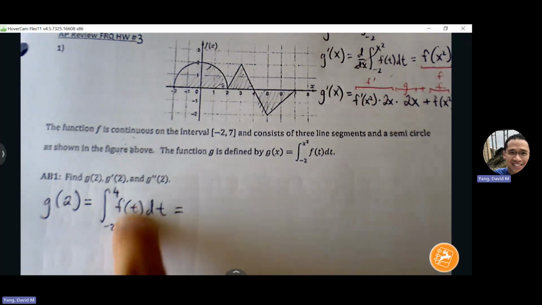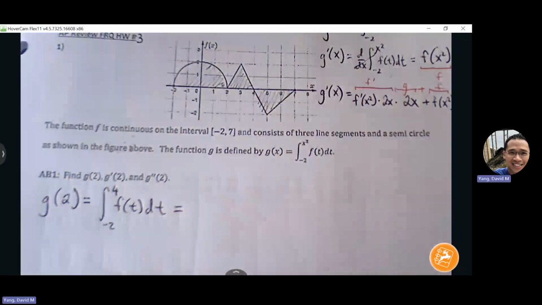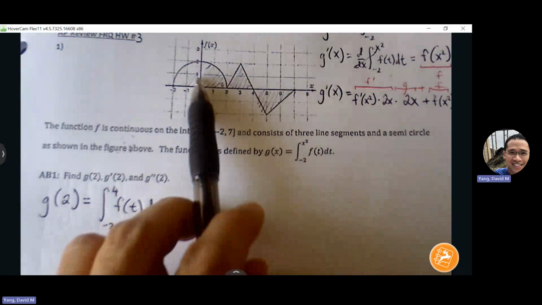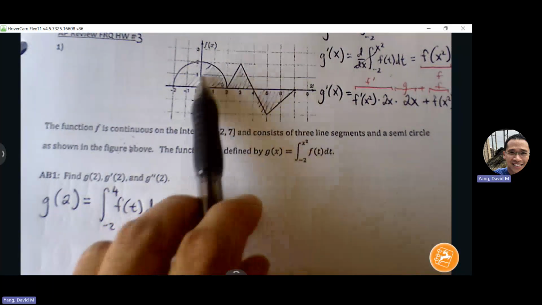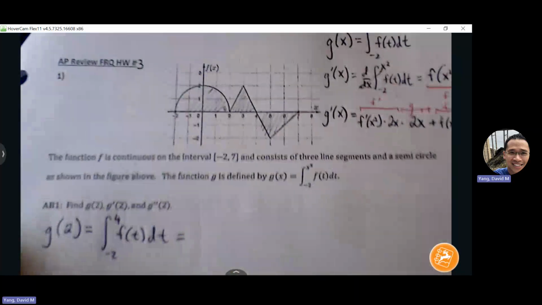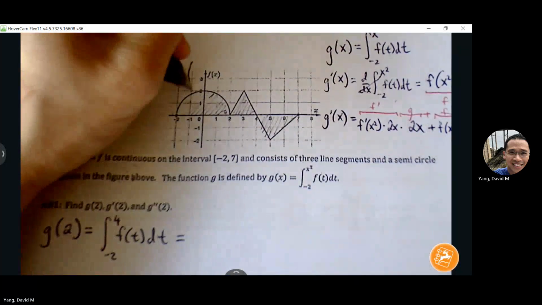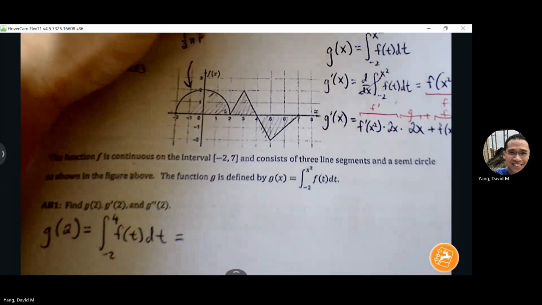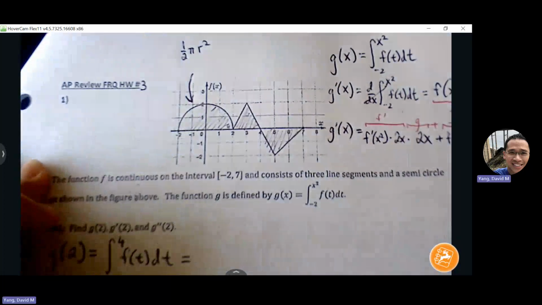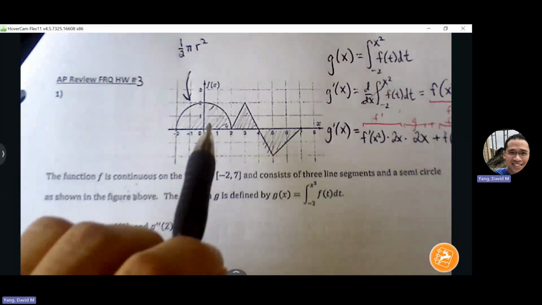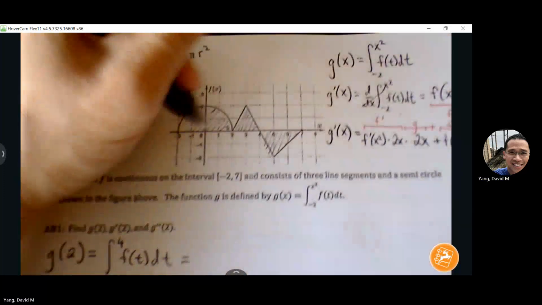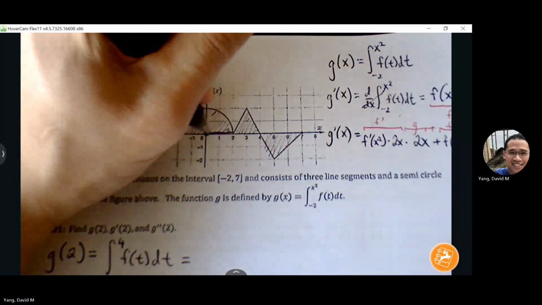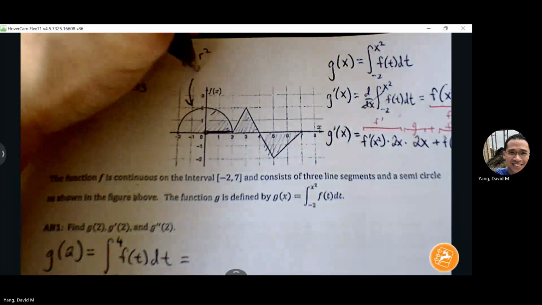So this is simply adding the area that we see between the graph and the x-axis, the shaded region. Anything above is positive, below is going to be negative. My semicircle is 1/2 pi r squared. What's the radius of my semicircle? 2, right?